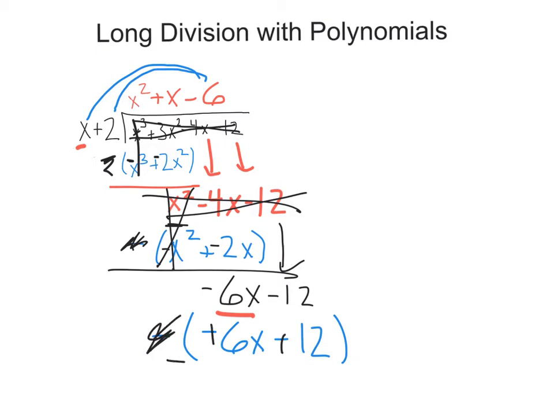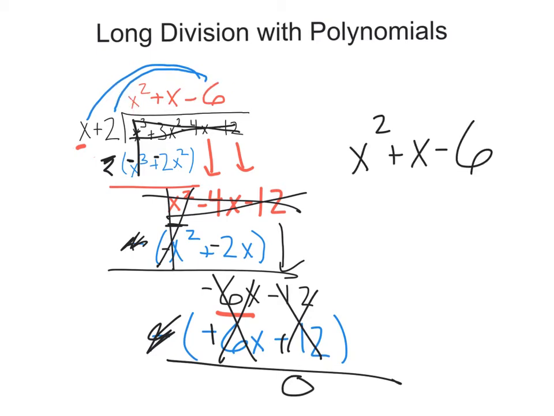After that distributes, then we've got negative 6x plus 6x, that cancels out, and negative 12 plus 12, that cancels out, and we have a remainder of 0, and we're done. Our answer is just going to be this whole guy up here, which is going to be x squared plus x minus 6.